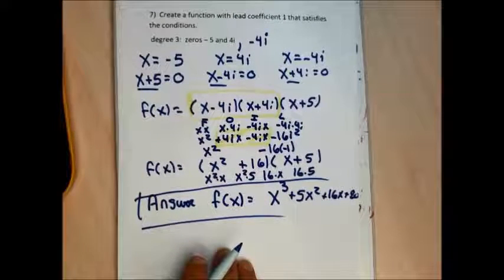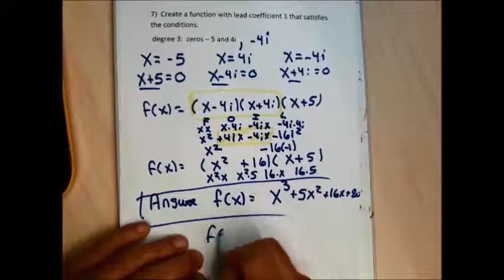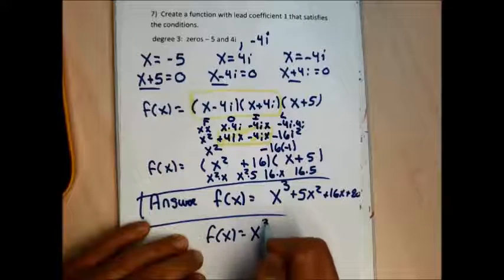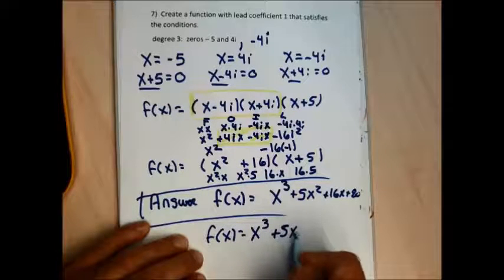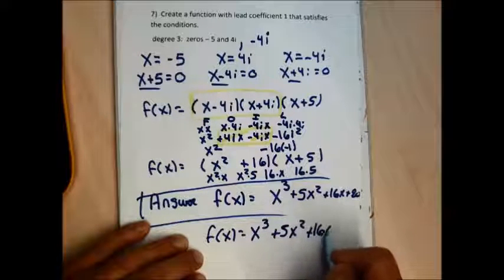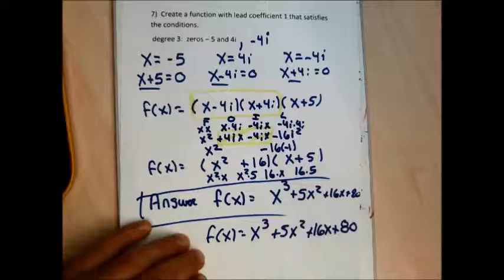Oh, right. So there's 7. If it's not clear what the answer is, it's f of x equals x cubed plus 5x squared plus 16x plus 80. I kind of ran out of room on that 80.